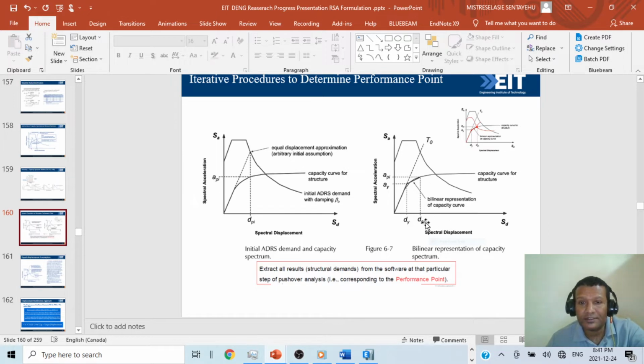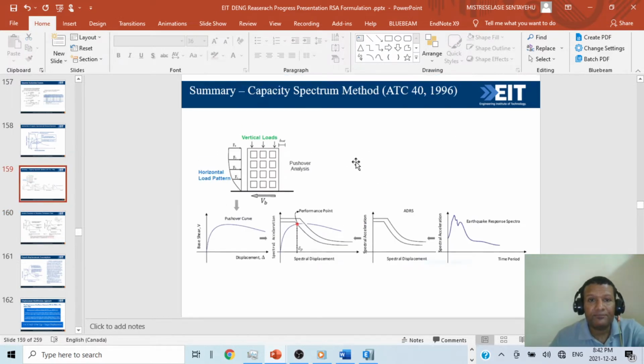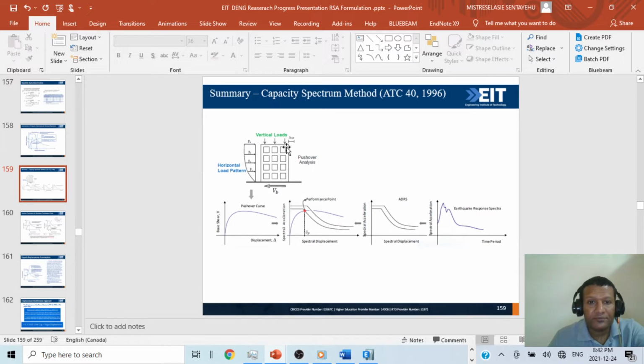Once we know the target displacement, this is the performance point. At that point we go to our software and we can extract all the structural demand from there. So in a nutshell, what I am trying to say is that this is our building. We apply the force, then we make pushover progressively. We find the pushover curve, then we change our pushover curve into spectral acceleration and spectral displacement, and we have our demand spectral acceleration in time.